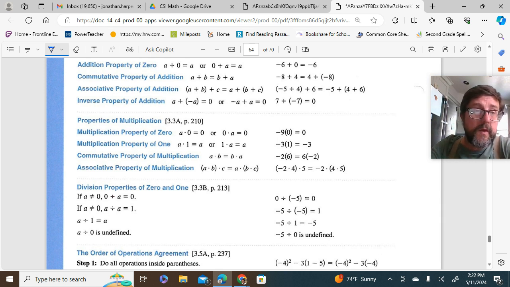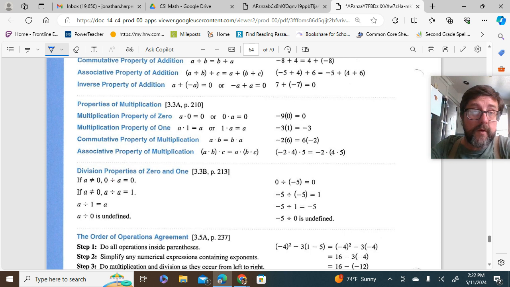Okay, inverse property of addition. You go a plus -a equals 0. So if you take a positive and you add a negative to it, you're going to get 0.